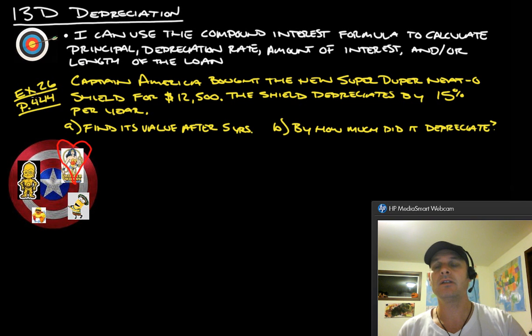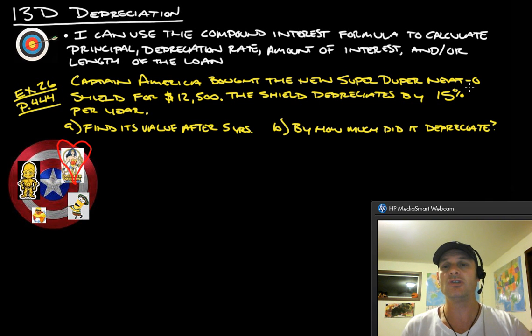Captain America, this is example 26 from page 444, just in case. Captain America bought the new Super Duper Neato shield for $12,500. The shield depreciates by 15% per year. Find its value after 5 years, and then by how much did it depreciate.